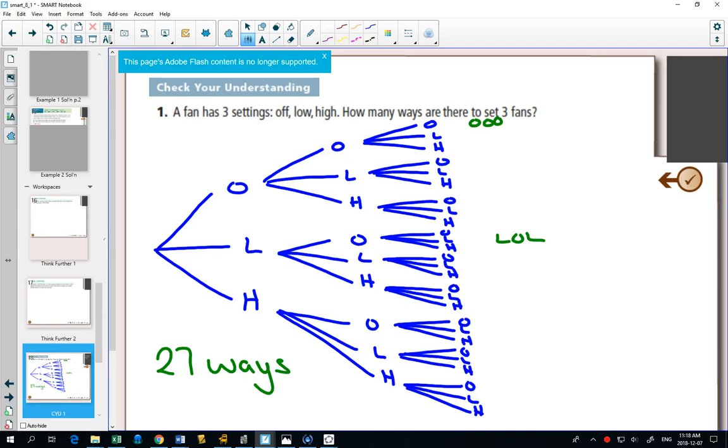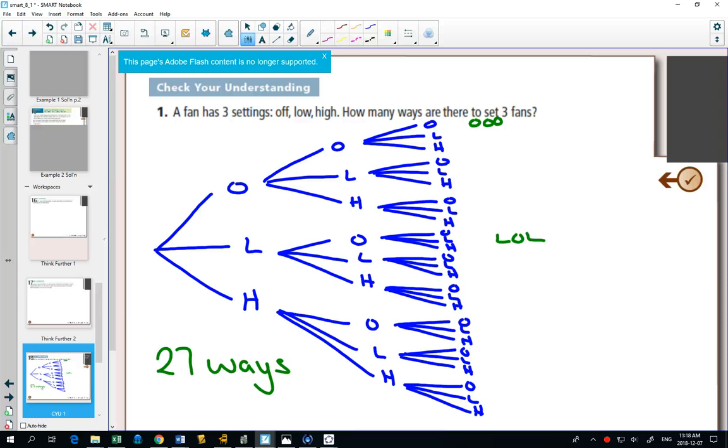And so it gets a little annoying, especially if someone said, well, what if you had 7 fans? The tree diagram might be a bad choice of doing that. Listing them all would also be a bad choice for 7 fans. We need to come up with a way to figure this out that's quick. Well, we have 3 fans. And so I'm going to introduce to you the fundamental counting principle.